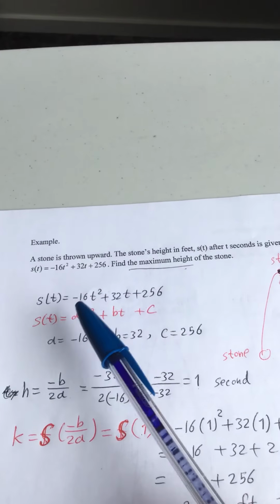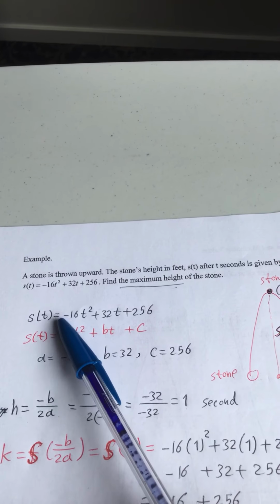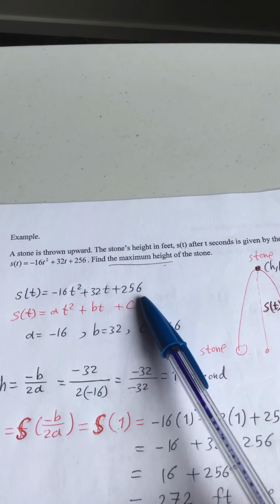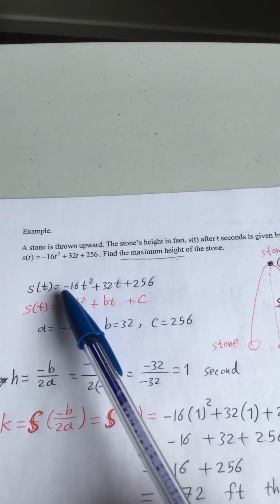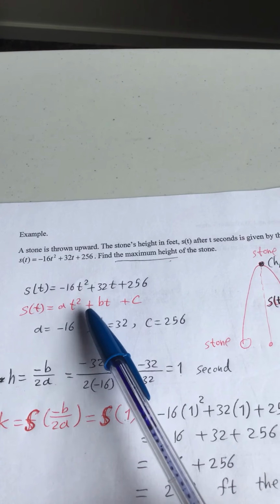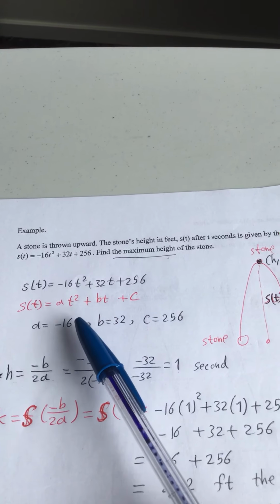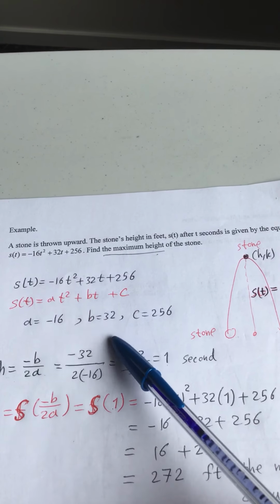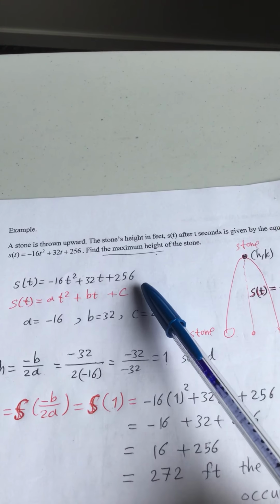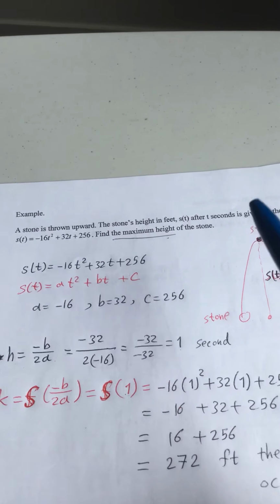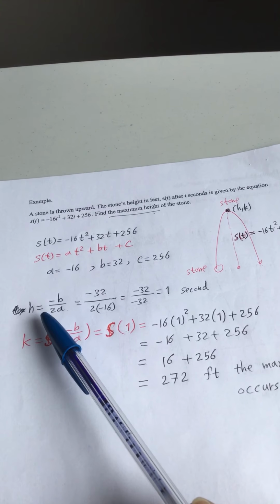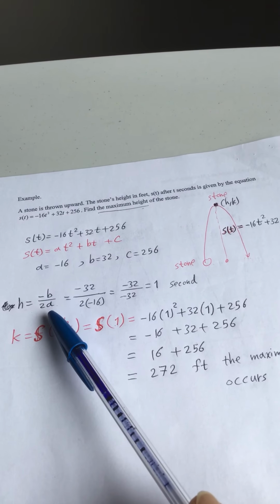Now look at this equation: s of t equals negative 16t squared plus 32t plus 256. This equation is written in the form at squared plus bt plus c, so we can find a, b, and c. a is negative 16, b is 32, and c equals 256. I need just a and b, I don't need c. Now h equals negative b over 2a, so we apply this rule.